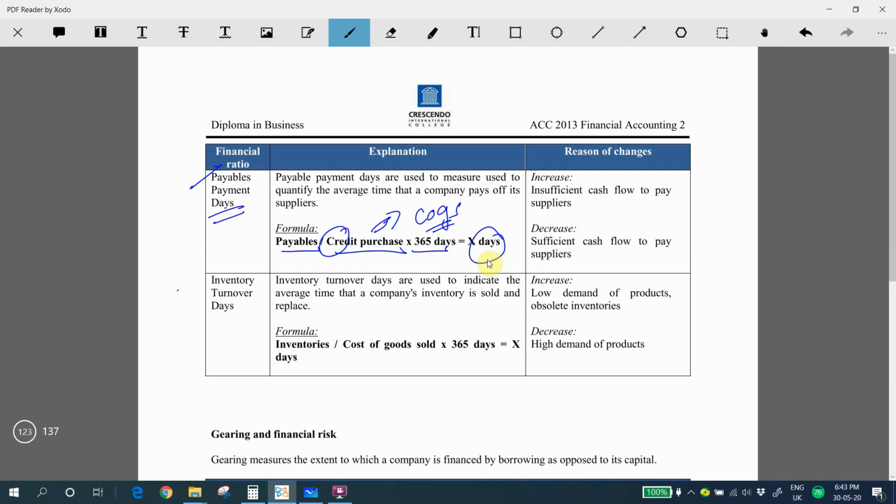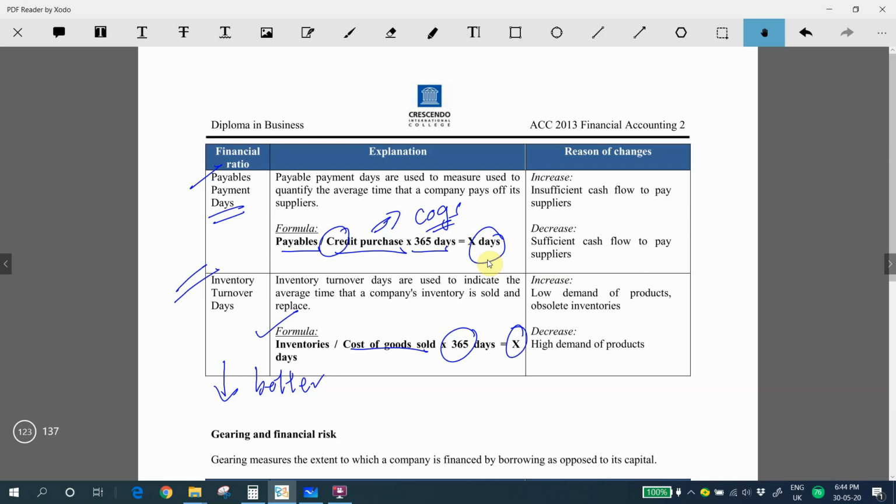Next one, inventory turnover days. Here we discuss how long the company takes to sell the product from the day of purchase. What is the formula? We use the inventory divided by the cost of goods sold times 365 days. So the answer will be a number of days. In inventory turnover days, normally shorter is better. If you have shorter inventory turnover days, it means that you can sell your product very fast. When you buy from your supplier, you can use a short period to sell it to your customer. It means that you have a good business. So shorter inventory turnover days will be better for the company.